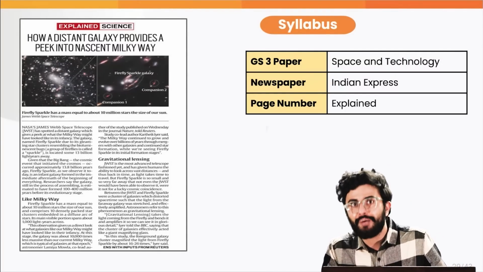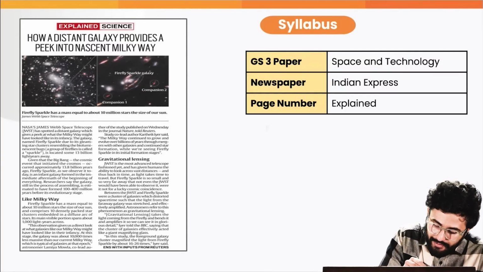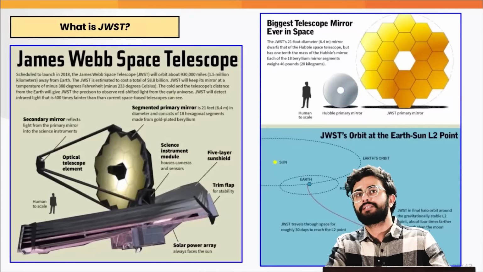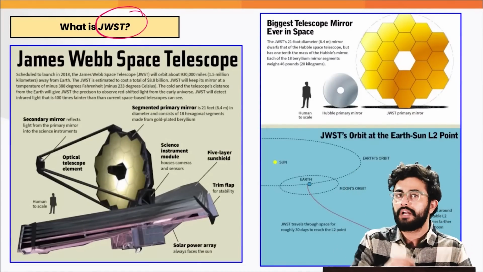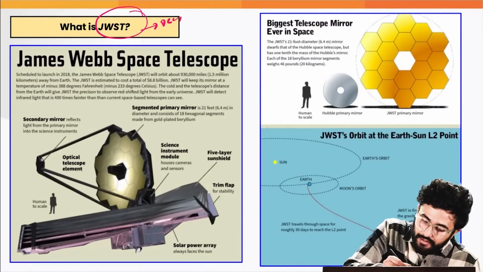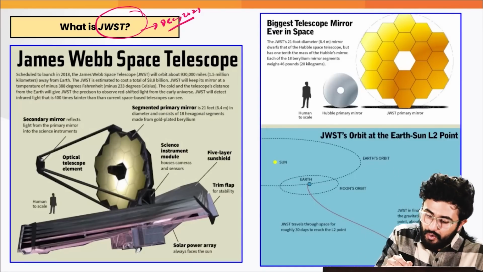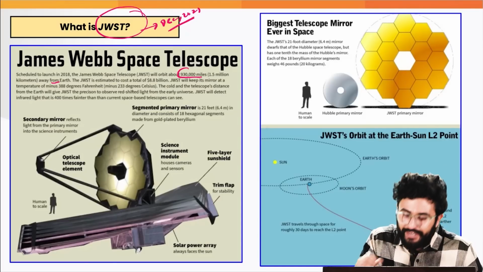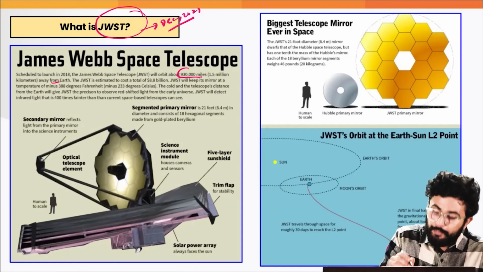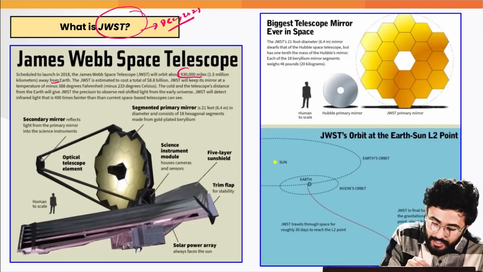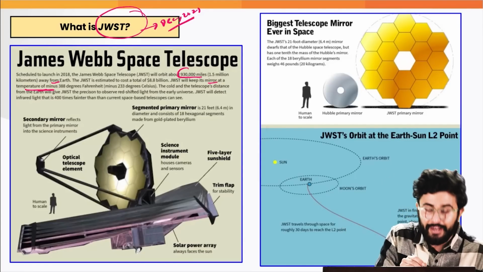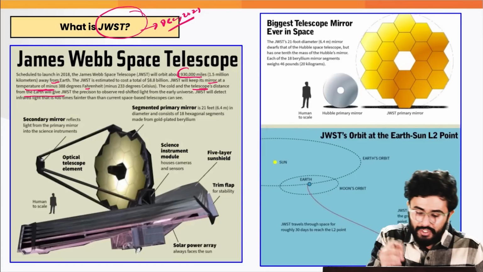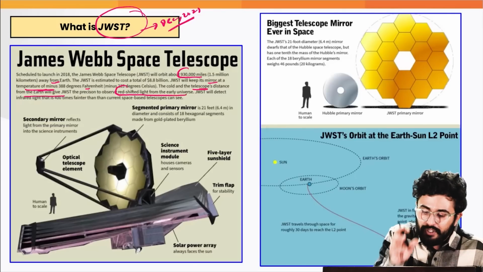Here we are going to learn about a very interesting concept of a far-flung galaxy named Firefly Sparkle, which forms an important component of your GS3 paper under the theme of space and technology, and which has been observed by the James Webb Space Telescope. The James Webb Space Telescope was launched in December 2021, and it is orbiting around 930,000 miles away from the Earth at Lagrange point 2. It is currently the world's biggest telescope, and its mirror is at a temperature of -388 degrees Fahrenheit or -233 degrees Celsius. The cold and the telescope's distance from the Earth give it the precision to observe red-shifted light from the early universe.